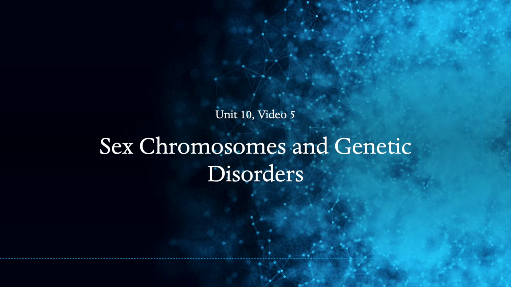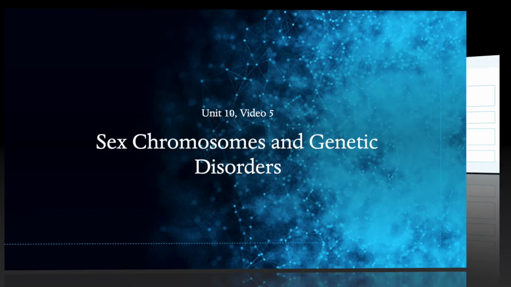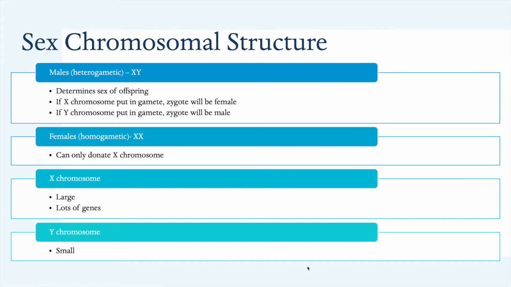In this video, we will be going over sex chromosomes and genetic disorders. A heterogametic sex is a sex that produces two types of gametes and determines the sex of the offspring. A homogametic sex is a sex that produces one type of gamete.